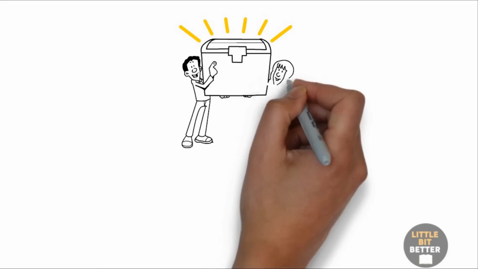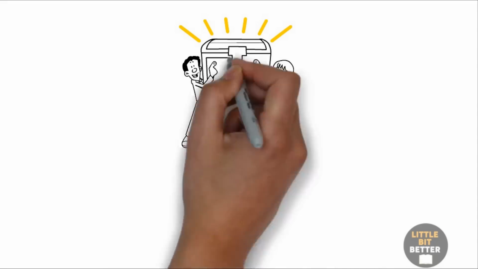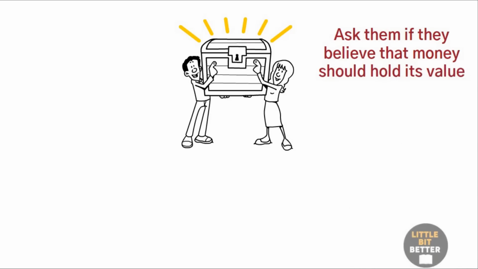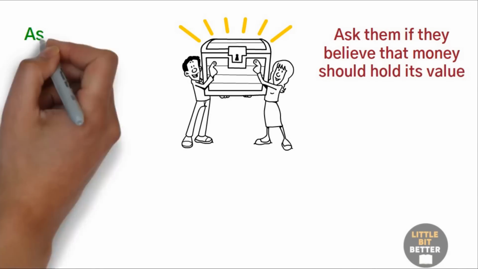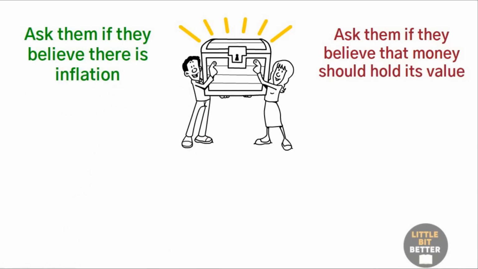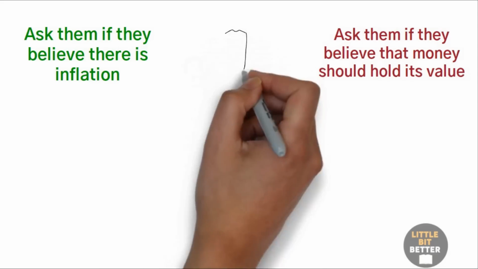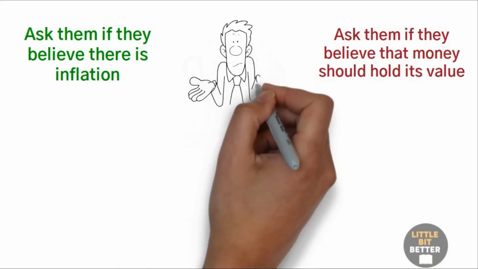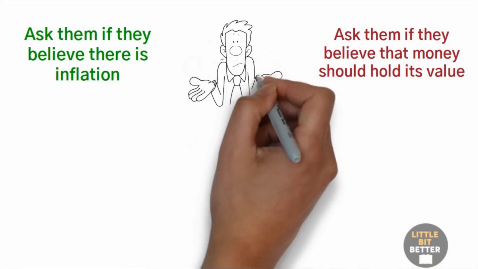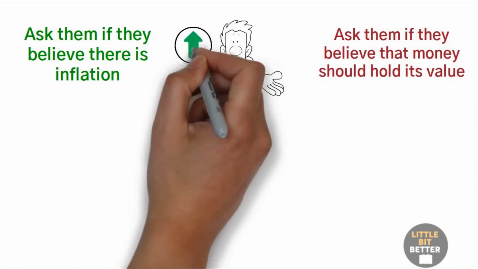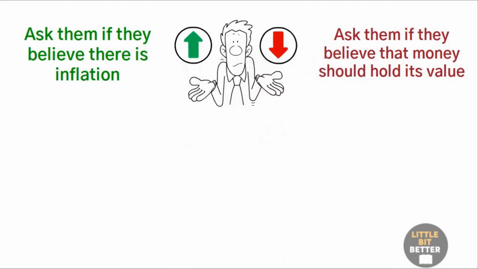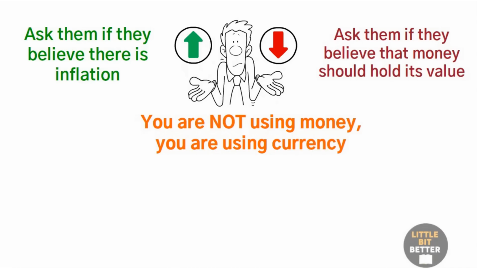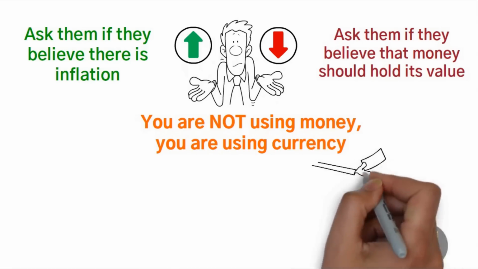If someone argues with you that we are using money, then ask them these two questions. Number one, ask them if they believe that money should hold its value. They'll say yes. Two, ask them if they believe there is inflation. Again, they will say yes. Then let them explain how these two things can exist at the same time. How can you use money and at the same time have high levels of inflation? If what you bought last year now costs you 30% more, then you are not using money, you are using currency.